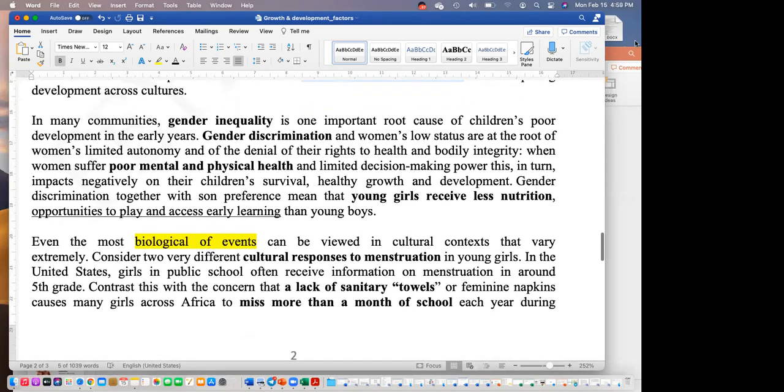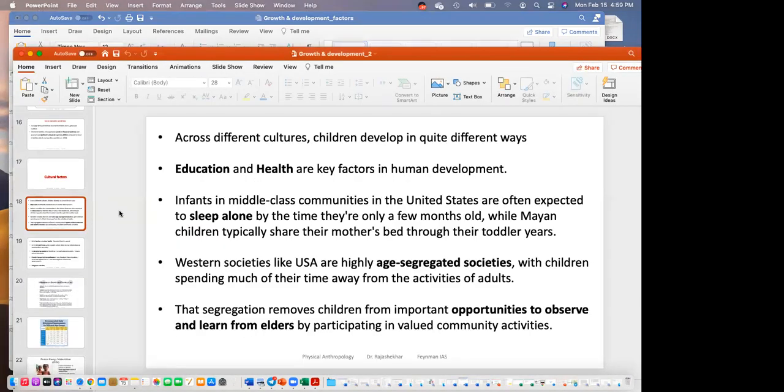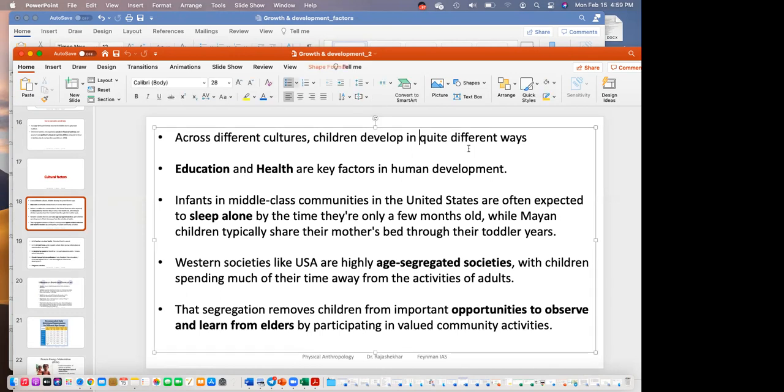Okay, I'll first show you a few key points I've written here. Look at how certain perceptions in a culture can influence growth. One, across different cultures, children develop in quite different ways. The way we handle and treat children varies from culture to culture. One aspect is education and health components. Education, we already talked about with respect to socioeconomic conditions. Proper education can define proper health, and proper health can define proper growth. Correct?